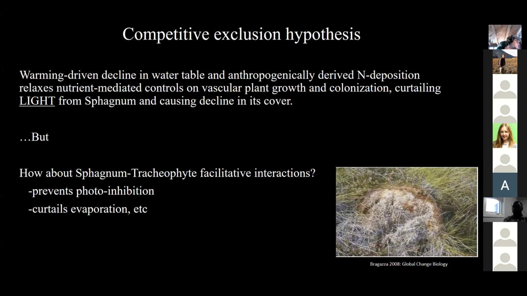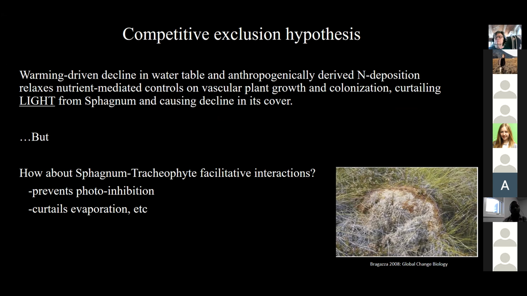We essentially focused on this hypothesis: warming-driven decline in water table coupled with nitrogen deposition is going to lead to a relaxation of nutrient constraint on vascular plant growth and colonization. In essence, this will lead to curtailing of light to sphagnum, causing its decline overall. This will also lead to an increase in microbial respiration and so on. All of this is expected to feed back into carbon sequestration.